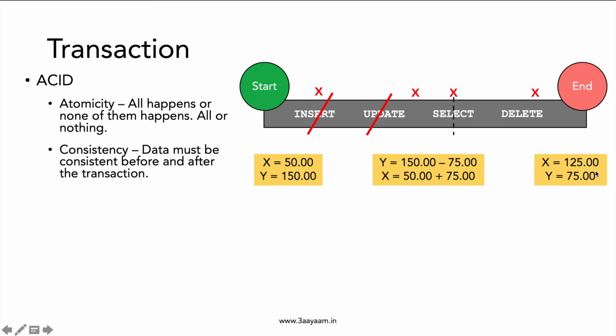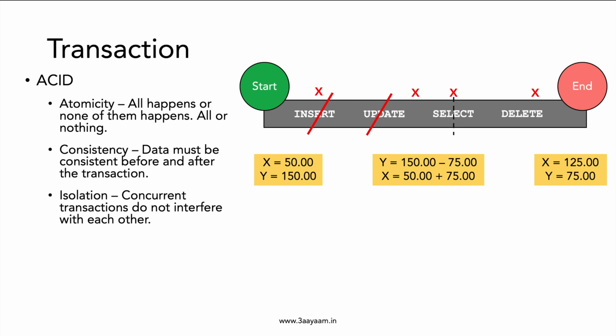So the transaction would ensure that your database is in this state or in this state. So if something goes wrong here, it will roll back here. And if the entire transaction is successful, you can rest assured that the values of x and y are changed in a consistent way.